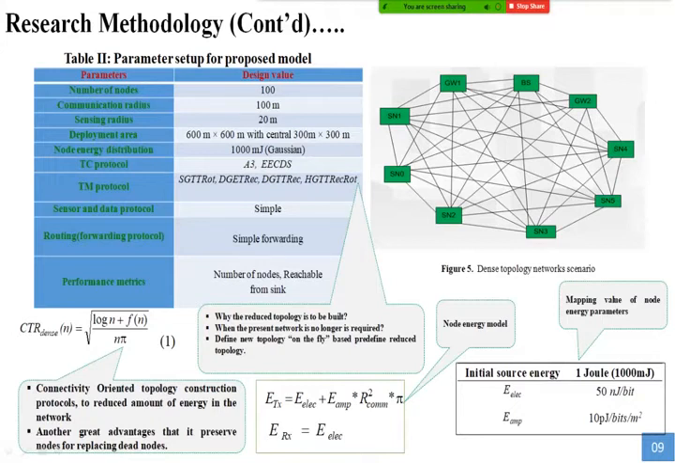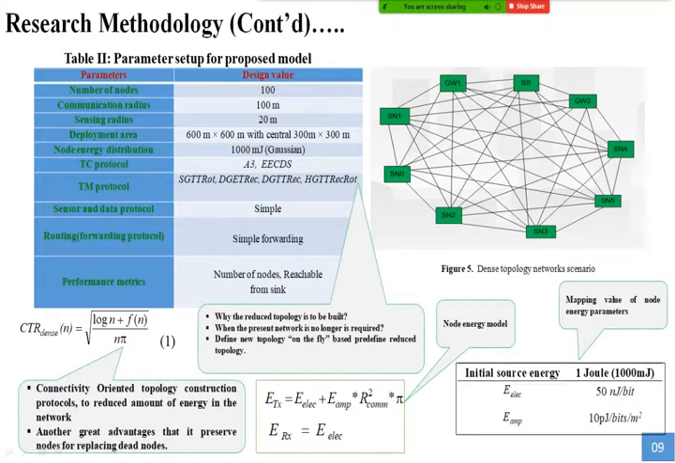Okay, this is the proposed model of our simulation scenario. We have considered 100 nodes, and the communication radius of each node is 100 meters, and the sensing radius of each node is 20 meters. And this one I already mentioned. This is the area of monitoring in which we deploy our networks. It is 600 meters by 600 meters, with a centralized position of the base station or sink node at 300 meters and 300 meters.